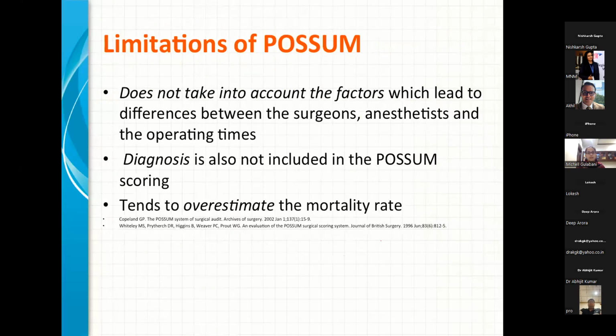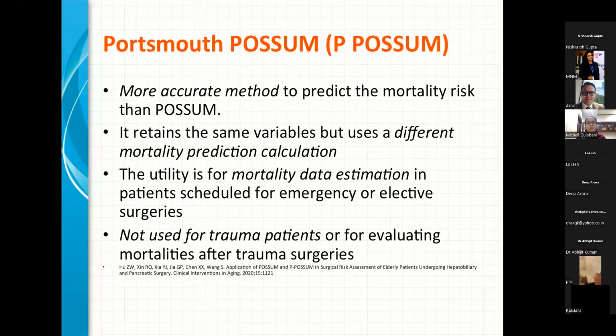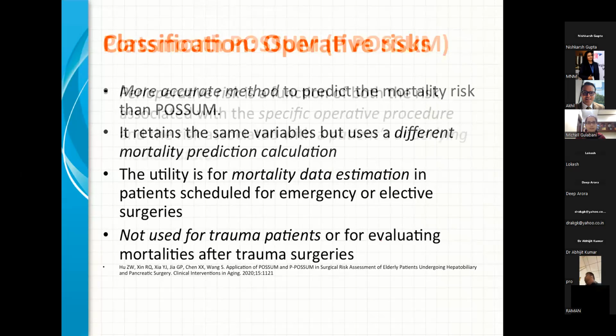However, it has certain limitations, like it does not take into account the factors which lead to differences between the surgeons, anesthetists, and operating times. Also, diagnosis is not included in POSSUM, and it often tends to overestimate the mortality rate. Keeping this in account, the Portsmouth POSSUM, or P-POSSUM, was developed, and this retains the same variables but uses a different mortality prediction calculator. The utility for this is mortality data estimation. However, it is not used for trauma patients or for evaluating mortalities after trauma surgeries.